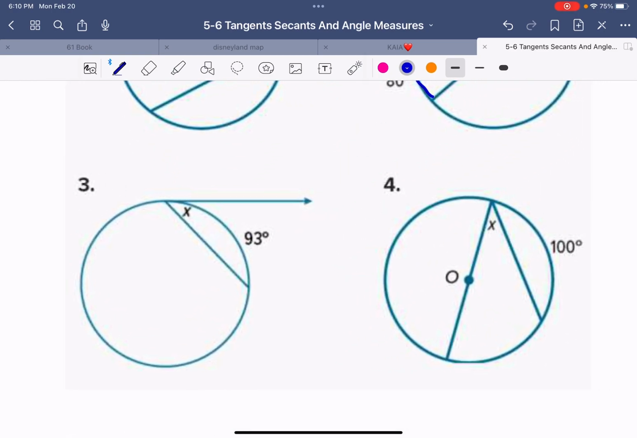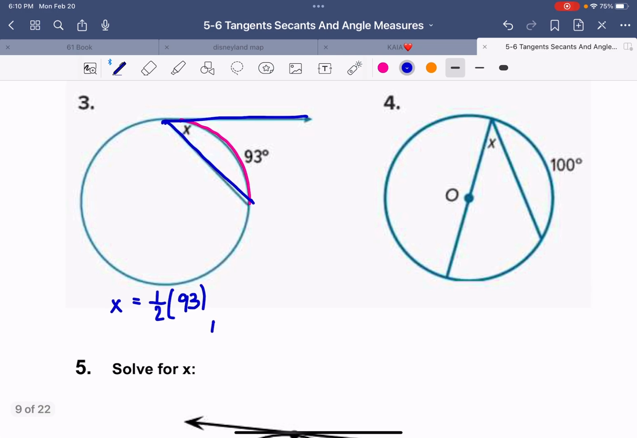All right, number 3, we have 1/2 of its intercepted arc. So we have this as an inscribed angle. So x is just going to be 1/2 of 93, which is 46.5 degrees.